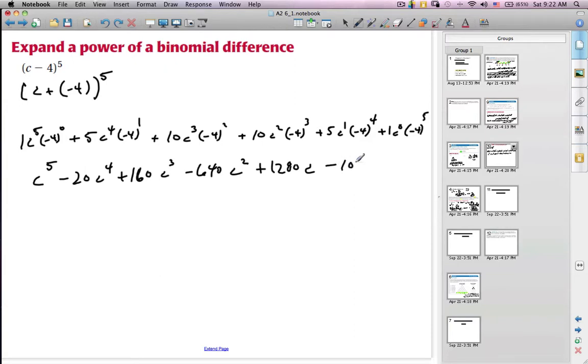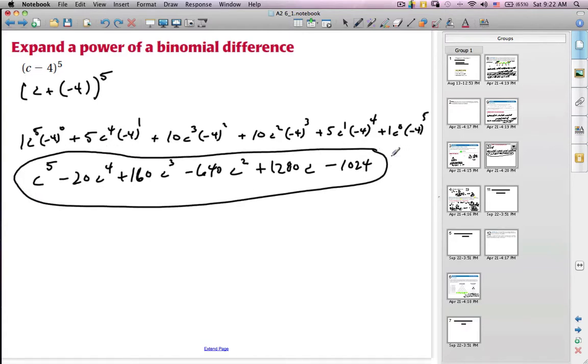Minus 1024. Remember, c is going to be the 0 power, which should just be 1. It's not going to change anything. Okay, so there it is done in the very mathy way where I said, okay, this second term is -4. But there's another way you could go about doing this.